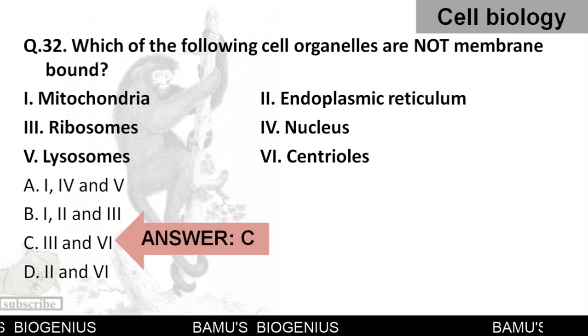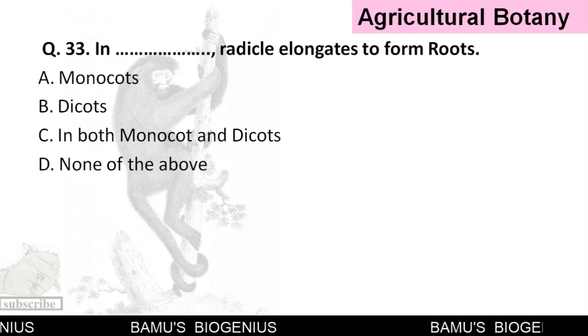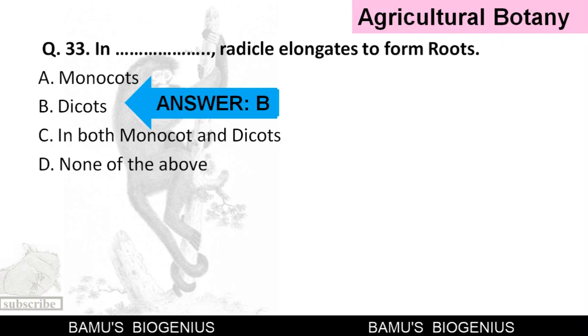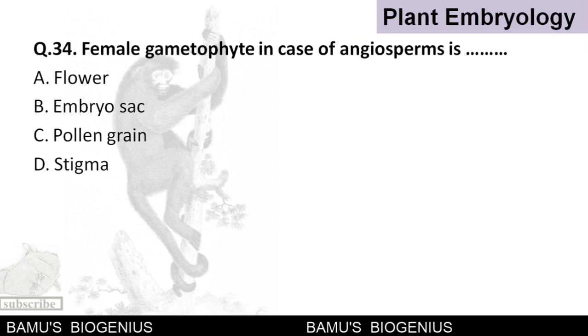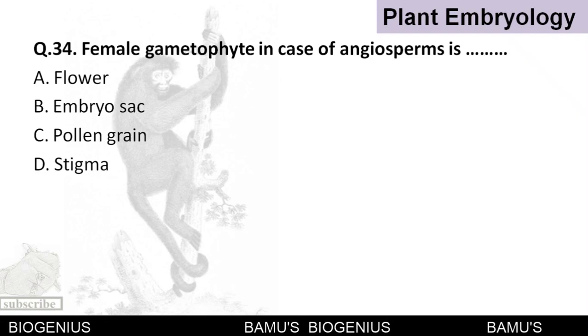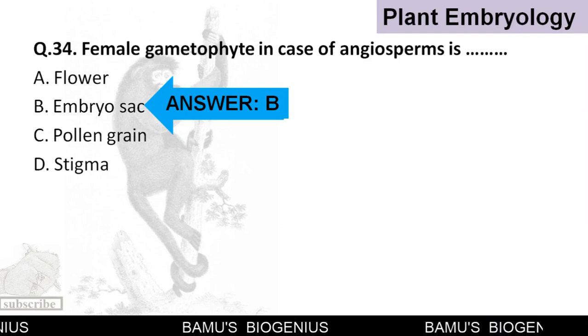Then question number 33. In case of dicots, the radicle elongates to form roots. Then question number 34. Female gametophyte in case of angiosperm is a flower, embryo sac, pollen grain or a stigma. The answer is embryo sac. Answer is B.